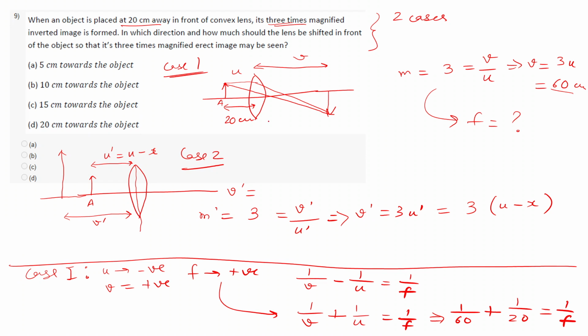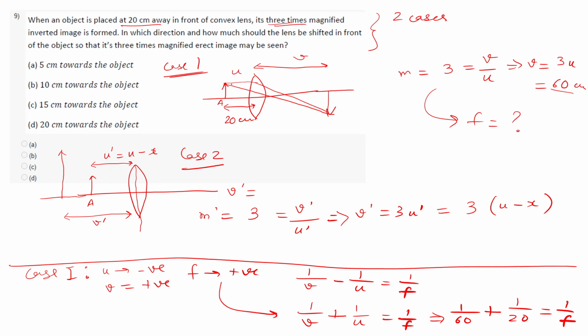Okay, when I solve this further, I'll get 60 over 4 is equal to 1 by F, which implies F, after taking reciprocal on both sides, F will be 60 divided by 4, it will be 15 centimeters. So this is the focal length, and for both cases, because the lens is the same, the focal length is going to be the same. So now I'll use it for the second case.